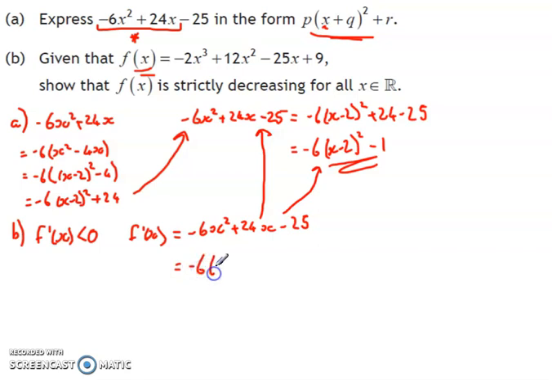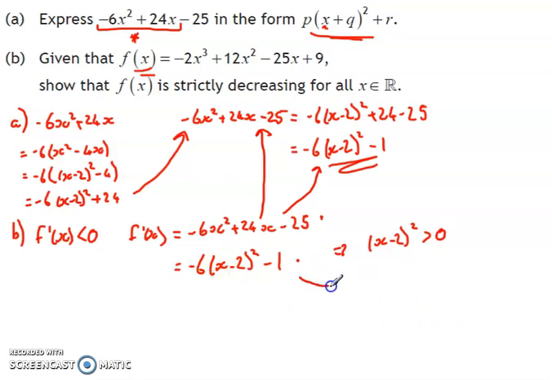Because if I do negative 6 bracket x minus 2 squared minus 1, this here is easier to interpret than this in terms of the values of x. Because what I know is that I've got this bit here, x minus 2 squared. Now, no matter what that is, a square number is always positive. So what that means is x minus 2 squared is always greater than 0.